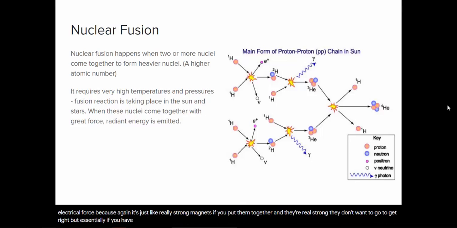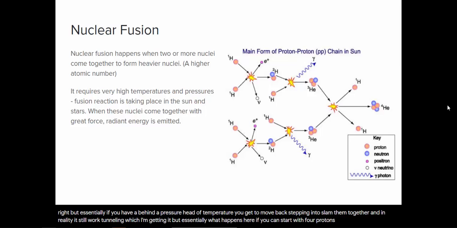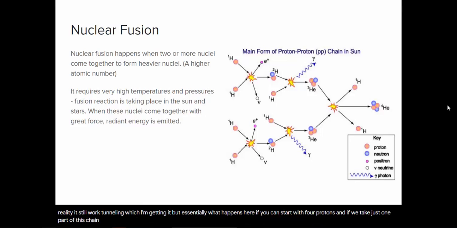If you put them together, and they're real strong, they don't want to go together, right? But essentially, if you have them at high enough pressure, high enough temperature, you get them moving fast enough, you can just slam them together. And in reality, it still requires a bit of what we call quantum tunneling, which I'm not getting into. But essentially what happens here is you can start with 4 protons, and if we take just one part of this chain here, you can see that the 2 protons get mushed together. Let's say you get 2 of them going fast enough.